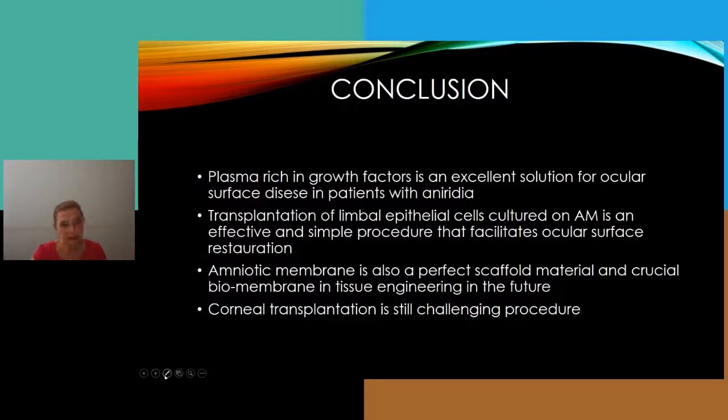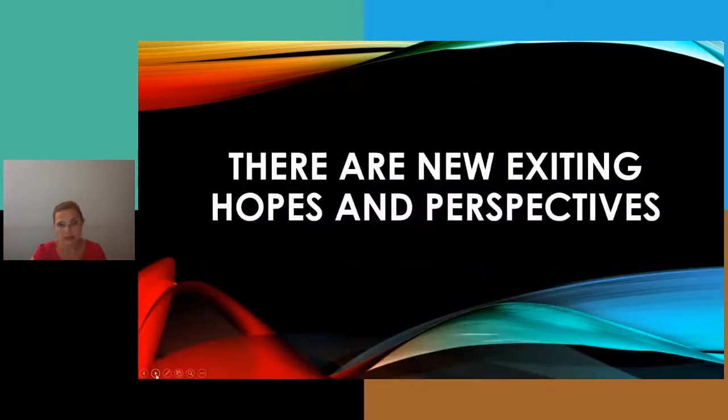And finally, I would like to highlight that corneal transplantation is still a very challenging procedure in patients with aniridia, and we have quite a lot of trouble with this. And I hope that we will be able to make a cornea made in the laboratory one day from our own stem cells. And then I hope that we have less rejection and better optical comfort and perceptual results. So, yes, there is exciting hope and there are lots of perspectives.